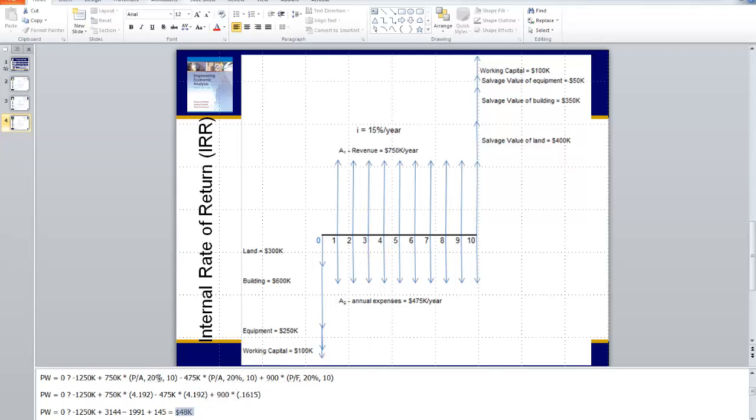So when the interest rate is 20%, the present worth of this cash flow stream is $48,000, so a lot less than the $352,000, but still not zero. So even at a 20% interest rate, we're still making money. We're making $48K. So we know the internal rate of return, the rate of return at which this cash flow stream has a present worth of zero, is greater than 20% because we're still making money at 20%.